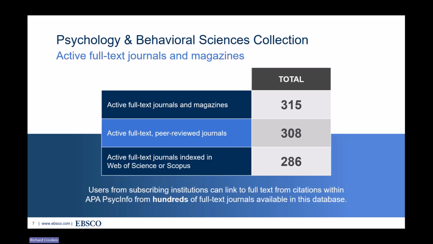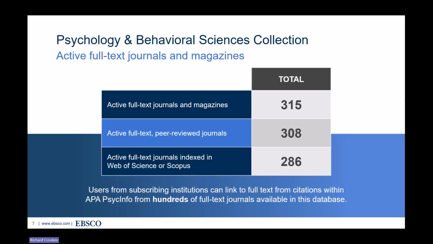A key note, as you see at the bottom of this slide, is that users from subscribing institutions, so if you have a subscription to this, as they do in the NHS England, you can link to full text from citations within APA PsycInfo. So if you also subscribe to or have access to APA PsycInfo, then if you have a reference in APA PsycInfo and it's also indexed in PBSC, then the PBSC full text content will also be available in APA PsycInfo. We refer to that as smart linking.